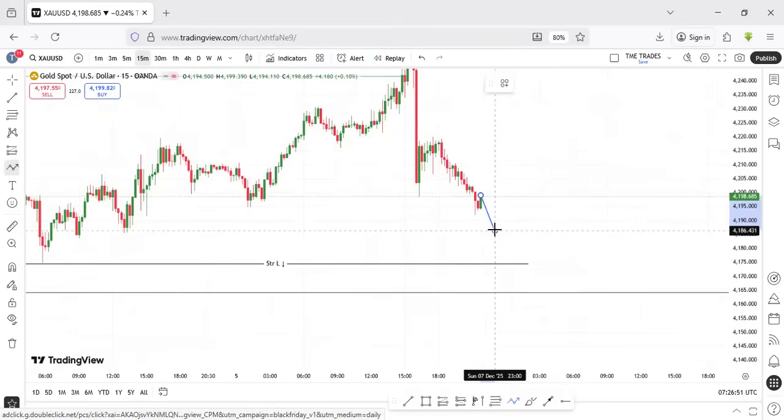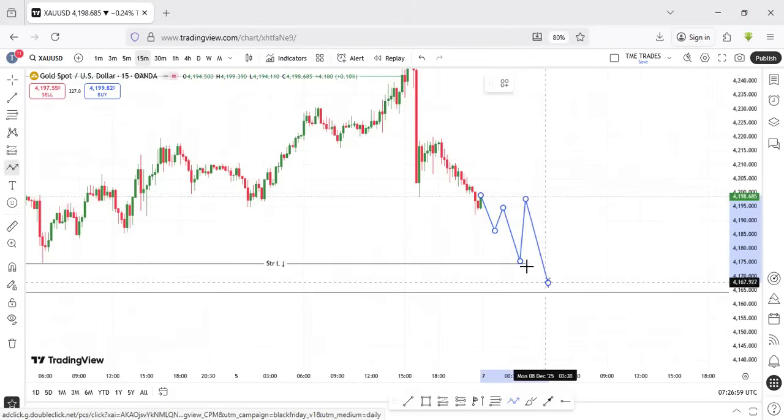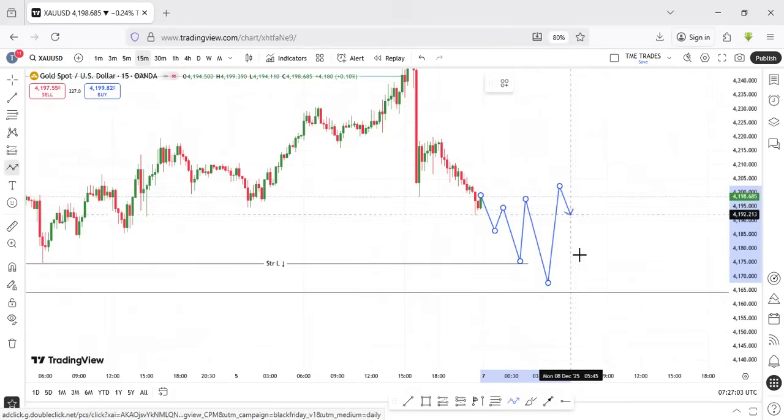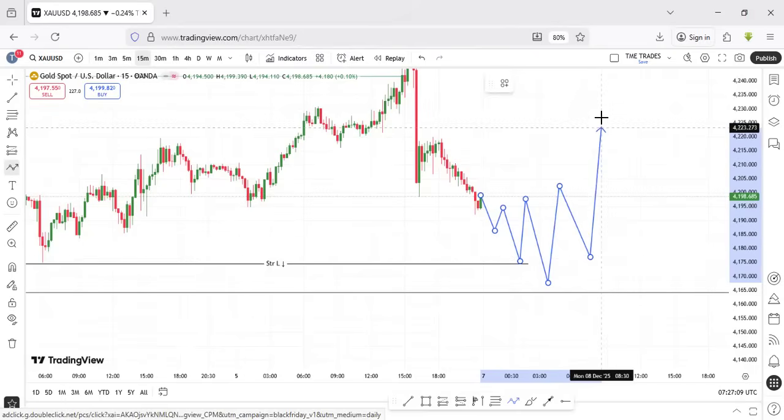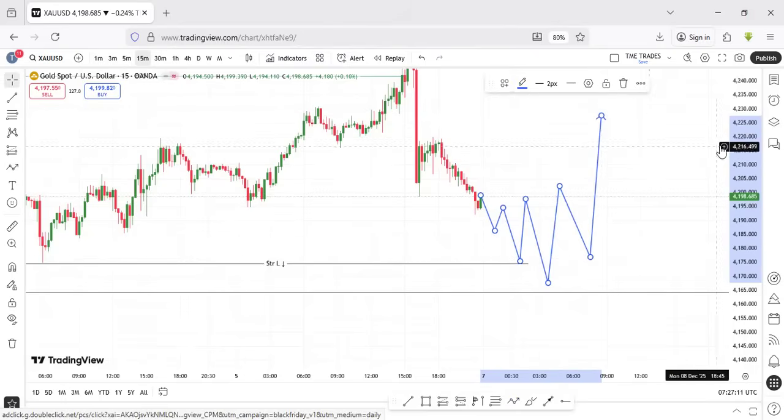Something like this, maybe something like this, sweeping this internal liquidity, then breaking the structure and market going above this high. Once we see this, we can wait for retracement or a movement to another block or fair value gap. Then we can continue taking this market to the upside.